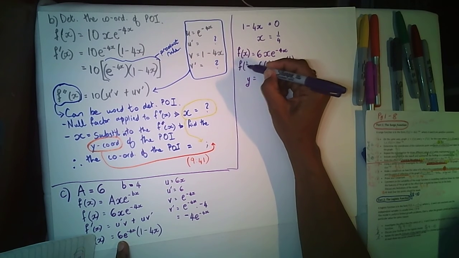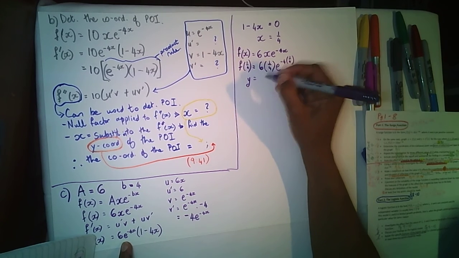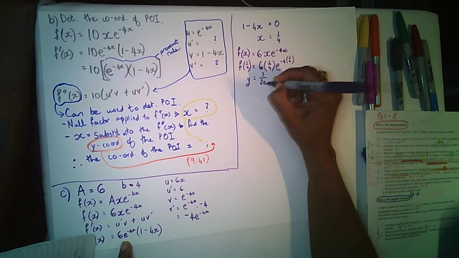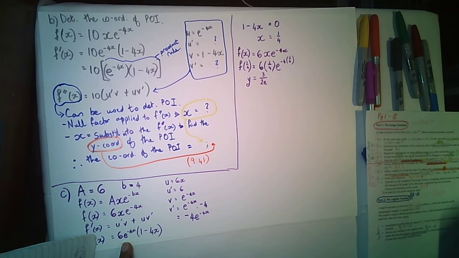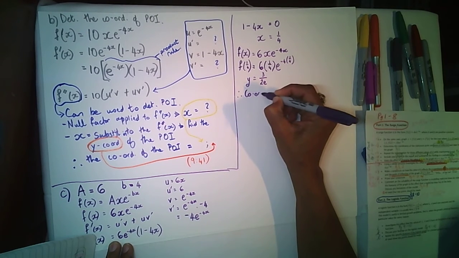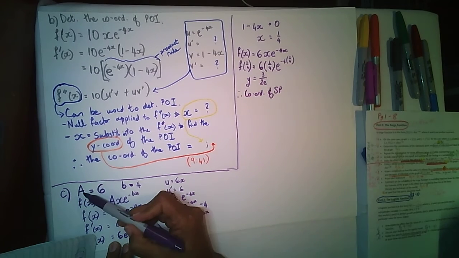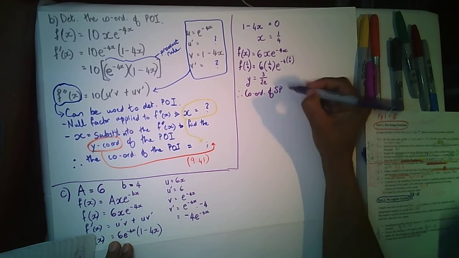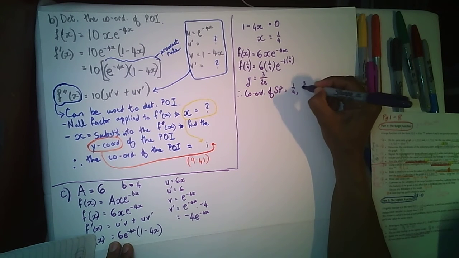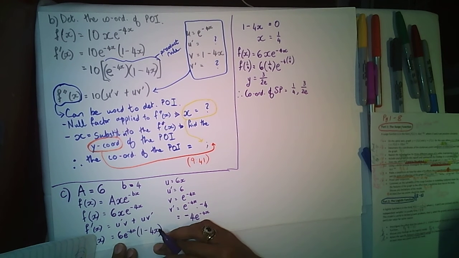So if this was a quarter, let's backtrack there. I end up with my y coordinate being 3 over 2e. This is having multiplied it out. So I end up with, therefore, the coordinates of my stationary point when a is 6 ends up being x being a quarter and y being 3 over 2e. So that's my stationary point.